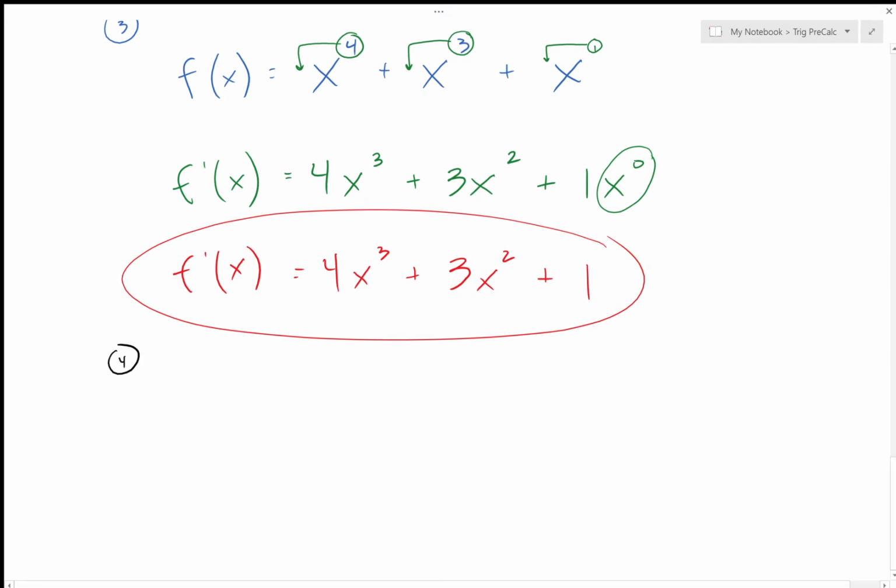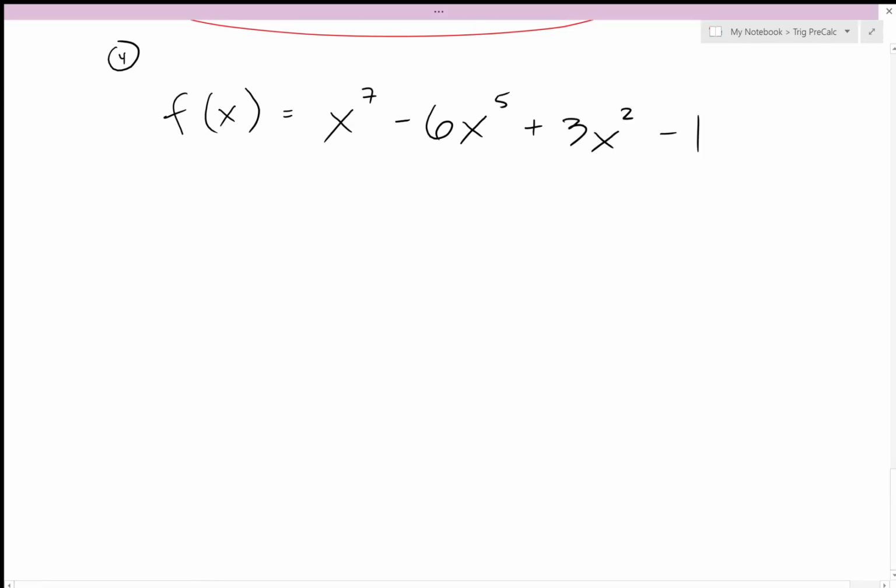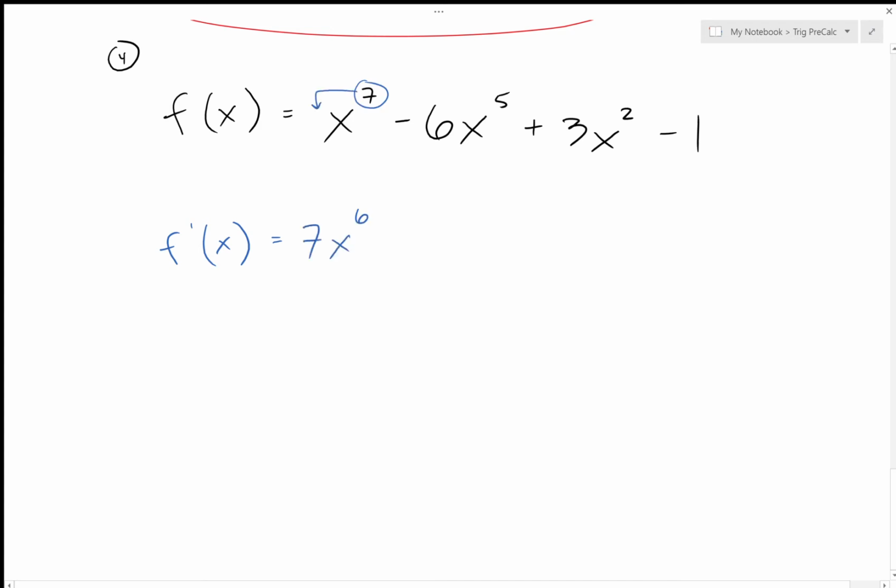Let's get a little bit more complicated. We're going to find the derivative again. So we've got f of x equals x to the 7th minus 6x to the 5th plus 3x squared minus 1. This time 4 pieces. So let's find the derivative of this. So f prime of x. All right, so these exponents move forward and then the exponents drop down 1. So 7x to the 6th.